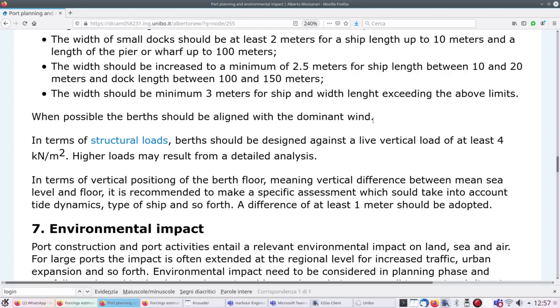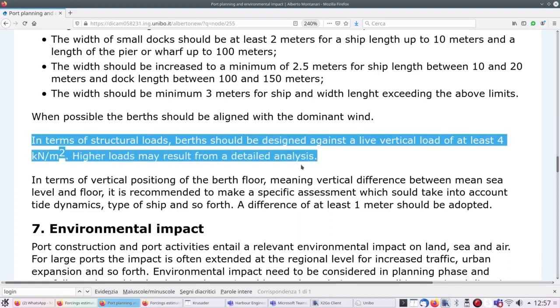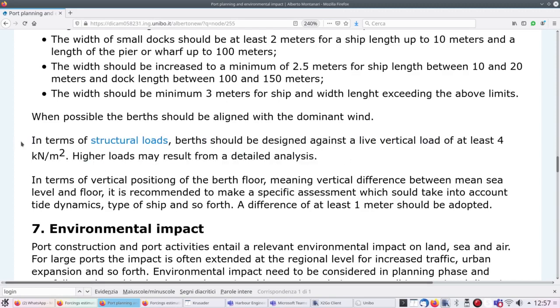Dominant current, okay. And then let's talk about the structural load. This is another rule of thumb: 4 kilonewton per square meter of live vertical load. This is again a rule of thumb to give you an order of magnitude.